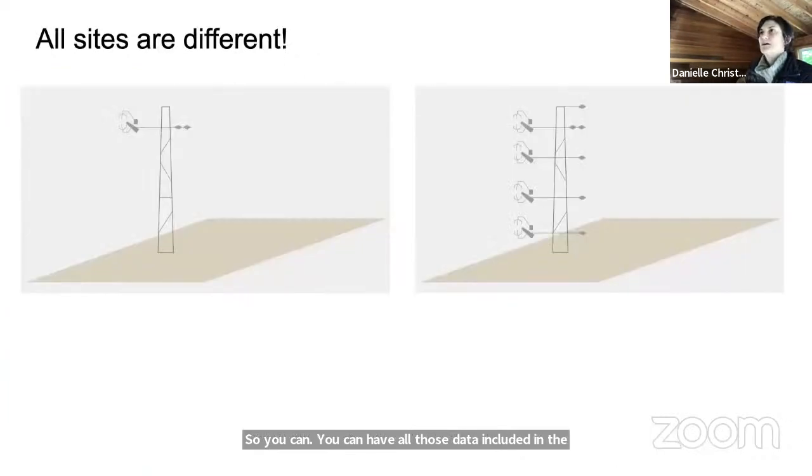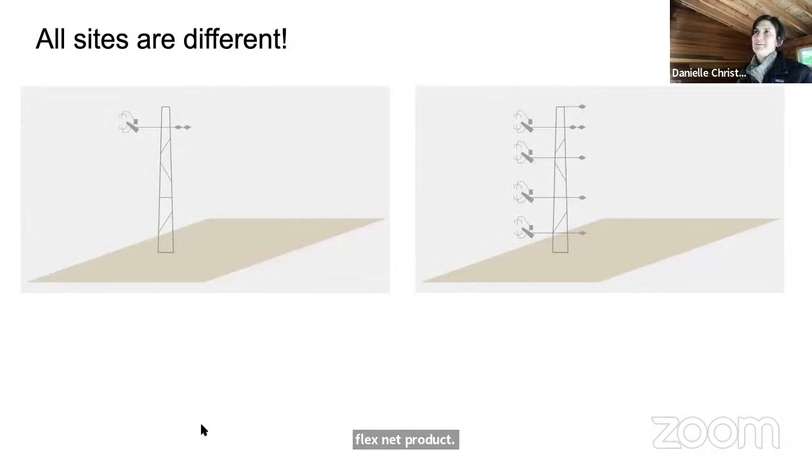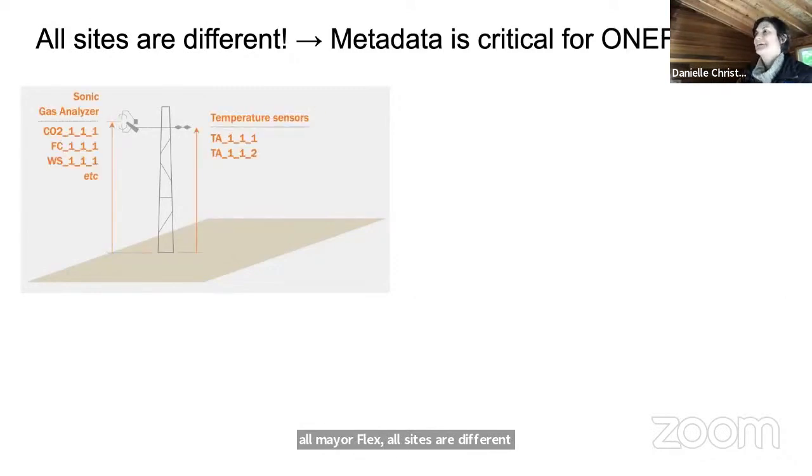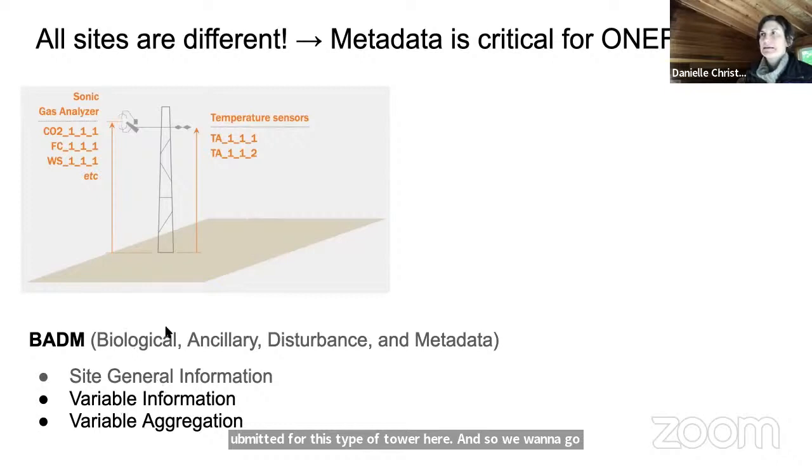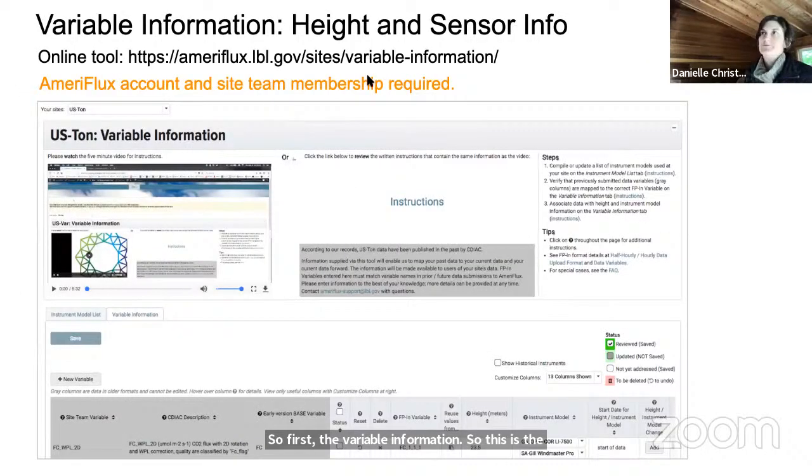Okay, so as we all know and love about AmeriFlux, all sites are different. So we definitely need your help to provide the metadata so that we can do these ONEFlux runs. So just showing some of the variable names that might be submitted for this type of tower here. And so we want to go through what the BADM information is that we need, as mentioned: the variable information and variable aggregation that you'd need to supply to help us use these data. So first, the variable information. This is the height and sensor information that describes what's in your base product.